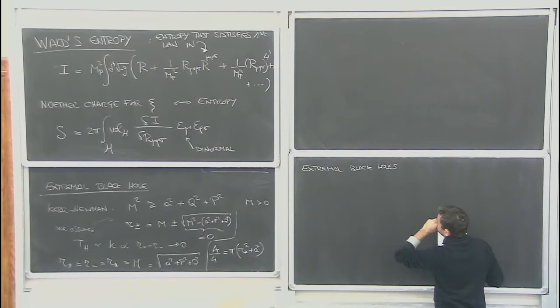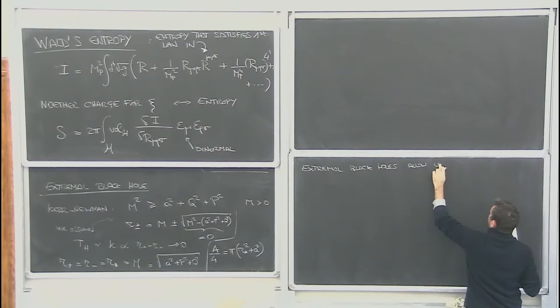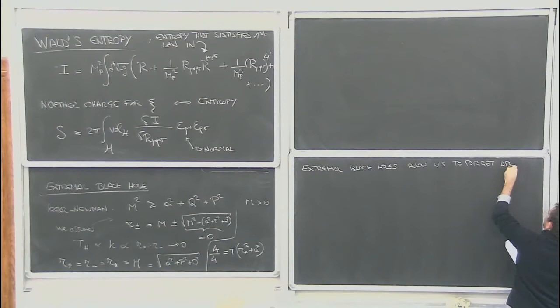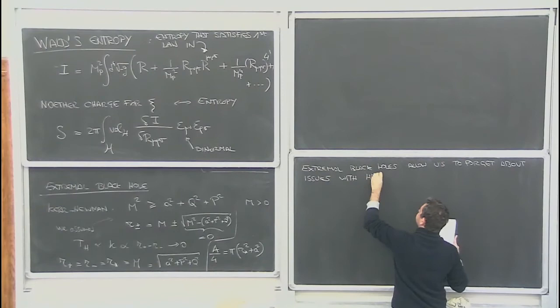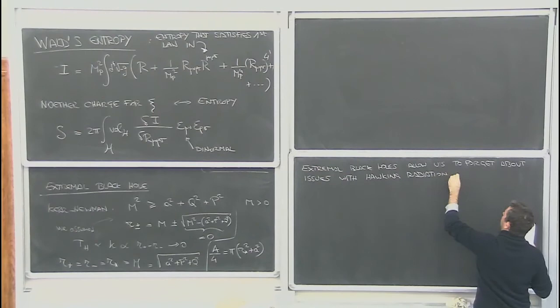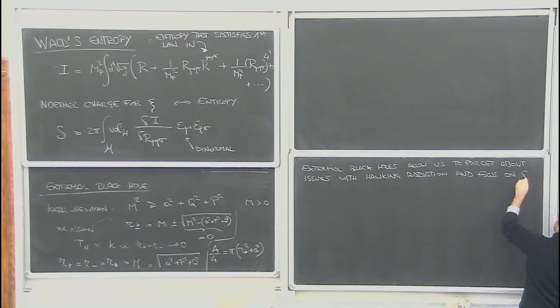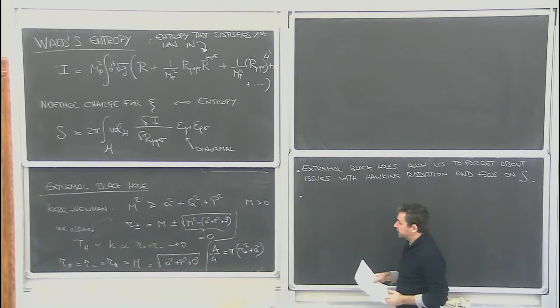Allow us to forget issues with Hawking radiation, and focus on the entropy, and focus on S. Moreover, extremal black holes, precisely because the temperature is zero, can be seen as isolated systems.